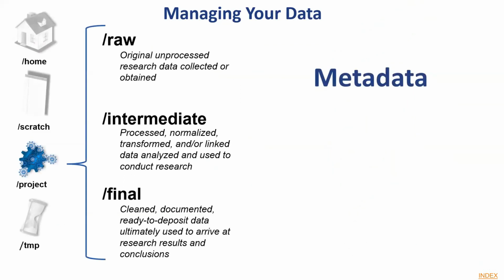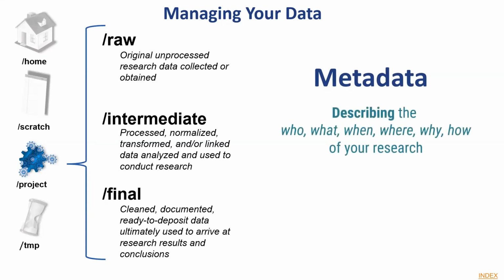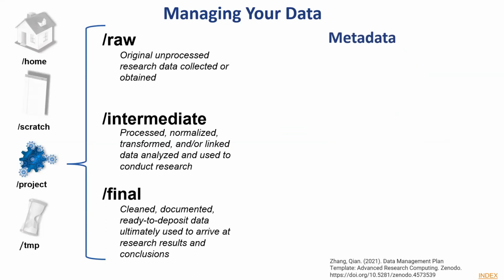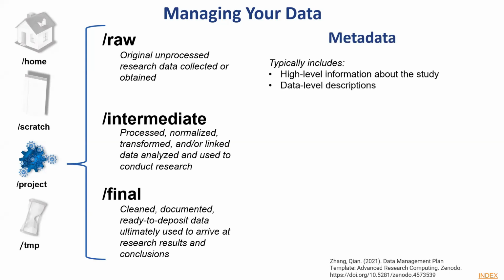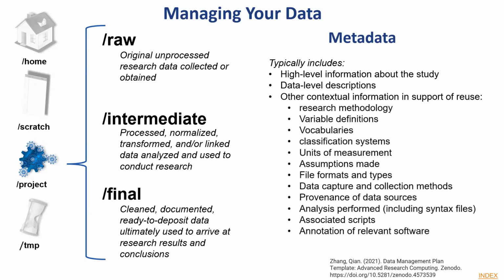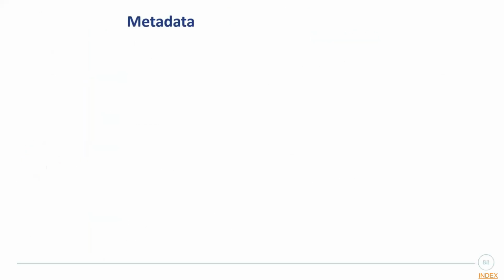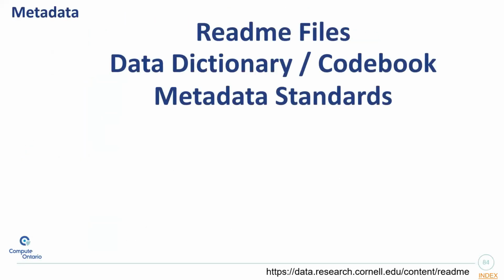As we described from the outset, everything hinges on good metadata, describing the who, what, when, where, why, and how of your research. And good metadata typically includes things like high-level information about the study, data-level descriptions, other contextual information in support of reuse, including things like research methodology, variable definitions, classification systems, all the way through to annotation of relevant software used. Metadata takes several forms, including those shown here.